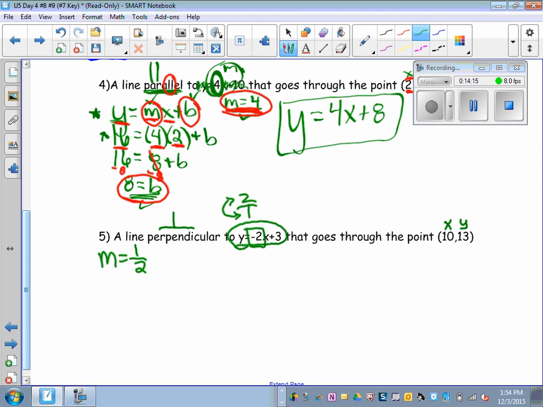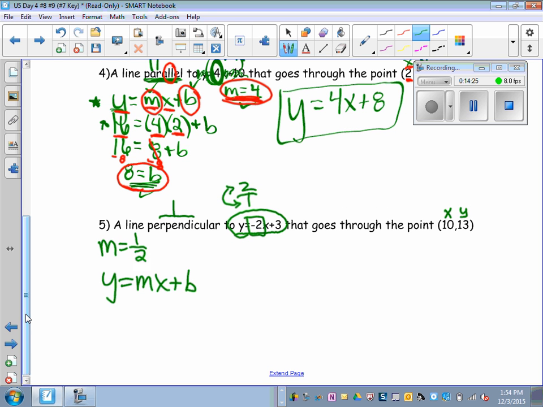So exact same thing we did before. Y equals mx plus b. What is my y value? 13. And Luis, what's my slope? Good. And what is my x value? 10. Plus b. Anybody know what 1/2 times 10 is? Good. 5. And when I subtract 5, good. We get b is 8.